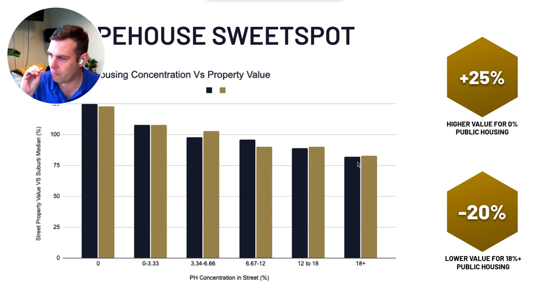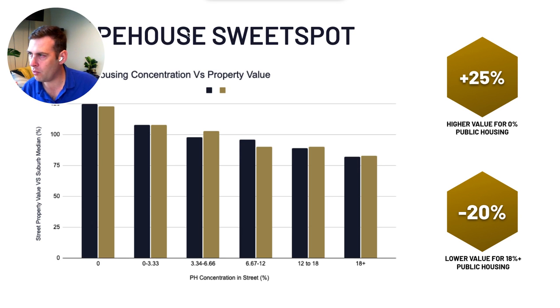Public housing has a dramatic impact, as we can see here, on the value of the properties you are looking at and what you should be paying for them. We've also found a very close correlation between this public housing value and the ongoing growth of a property.